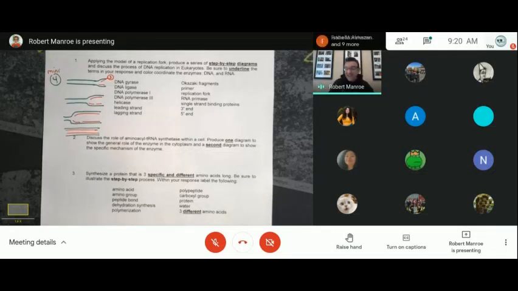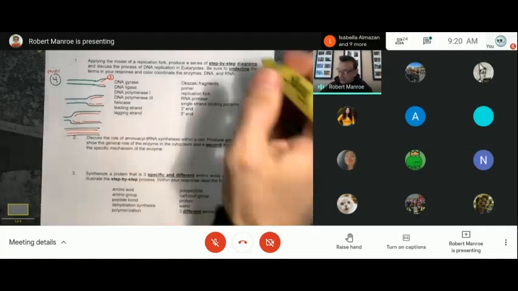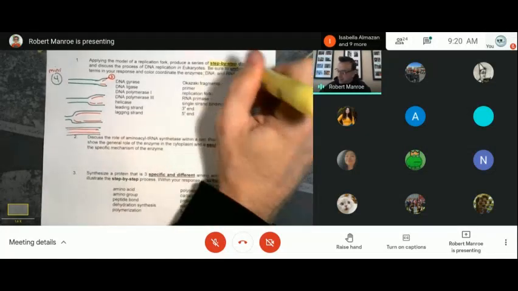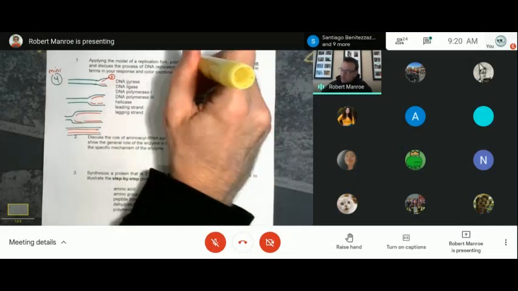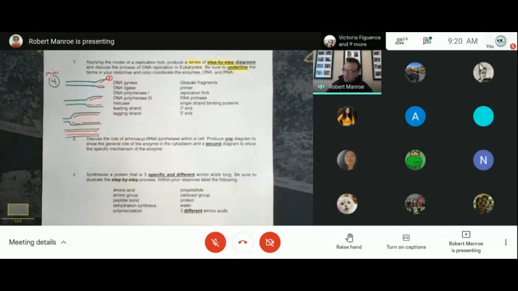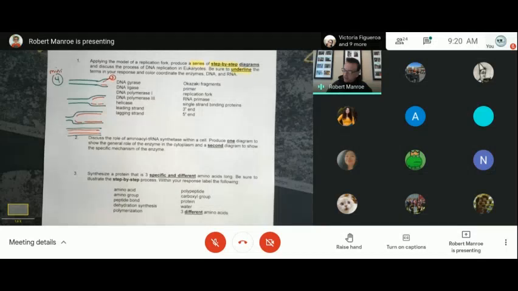Otherwise than that, I mean, these questions are kind of straightforward, I hope, right? Show me step by step, help me out by underlining. Replication fork, a series of diagrams. I would do a minimum of 4, right? Discuss the process, underline the terms.